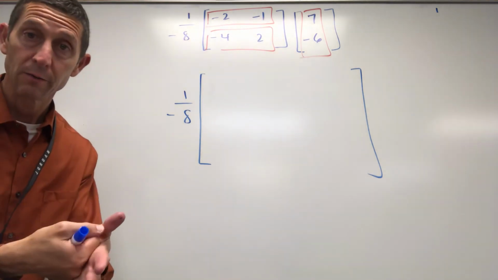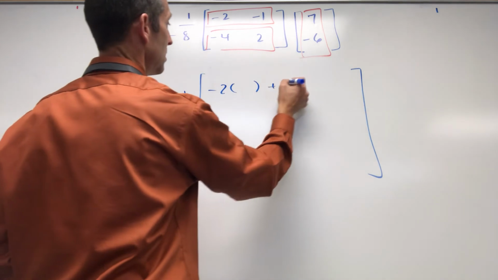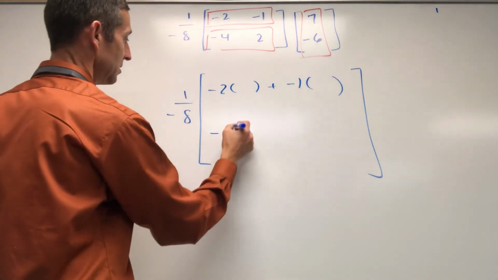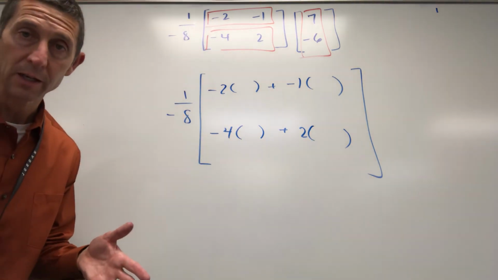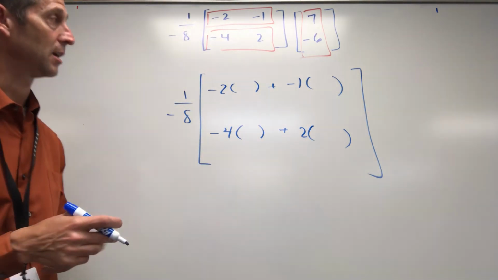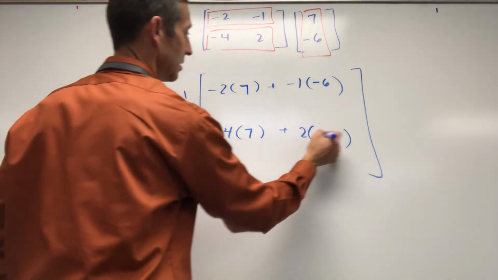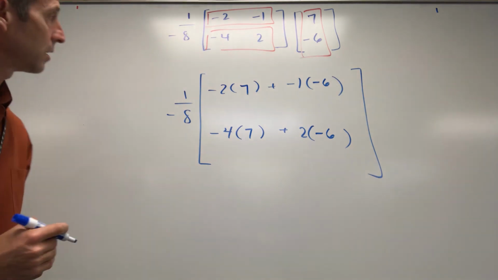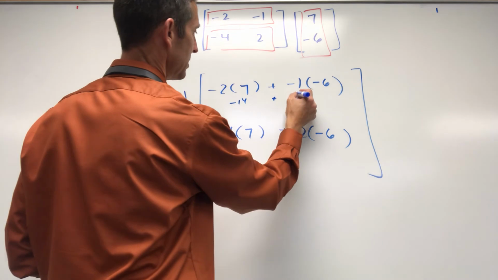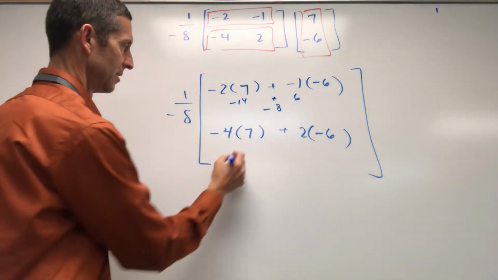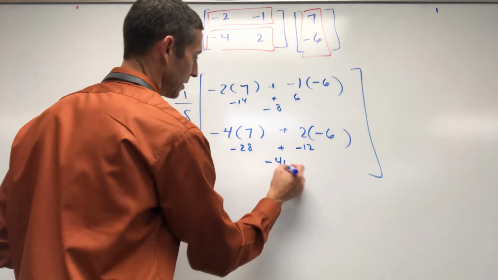All right, connect it. First row, hitting with the column. So you've got negative 2, negative 1, and then our second row, negative 4 and 2. Your first row connects with the column, and your second row connects with the column. 7, negative 6. All right, here we go. Doing a little bit of math. Negative 14 plus positive 6. I got a negative 8. Negative 28 plus negative 12. What is that? A negative 40.